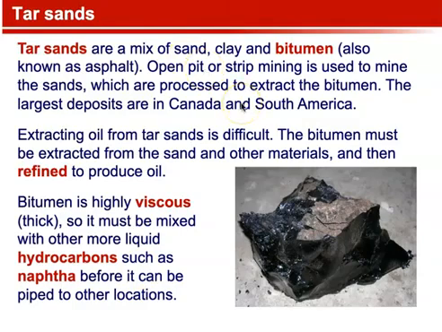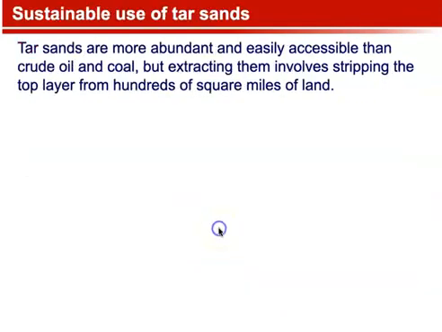Bitumen is highly viscous, meaning that it's thick. So it must be mixed with other more liquid hydrocarbons such as naphtha before it can be piped to other locations.